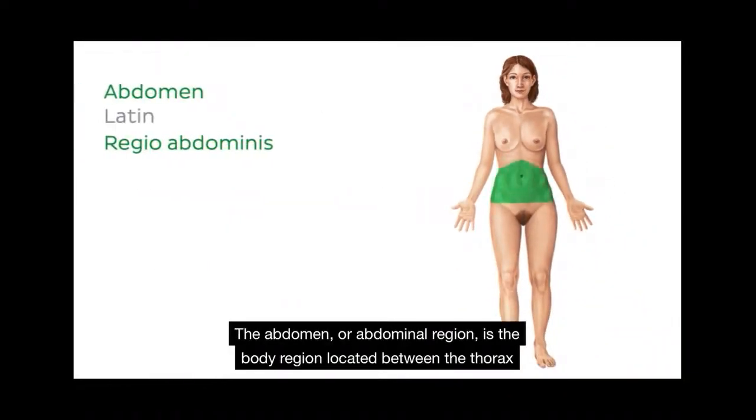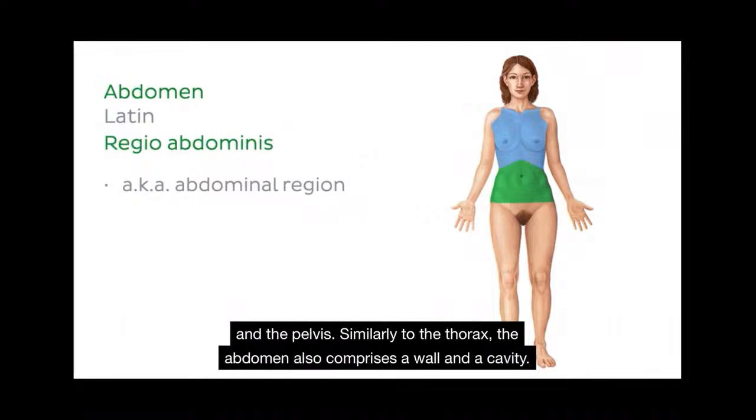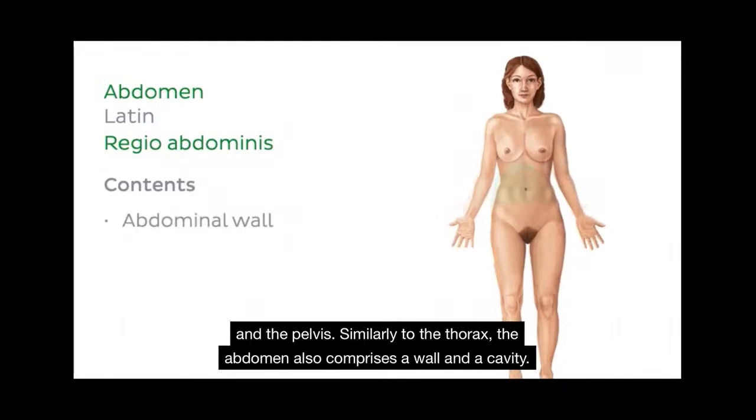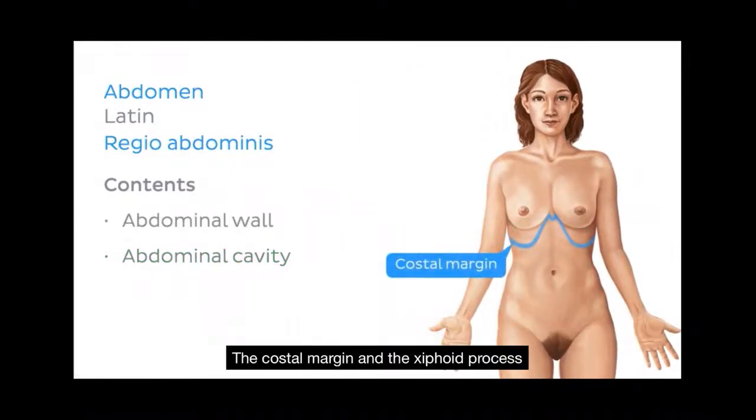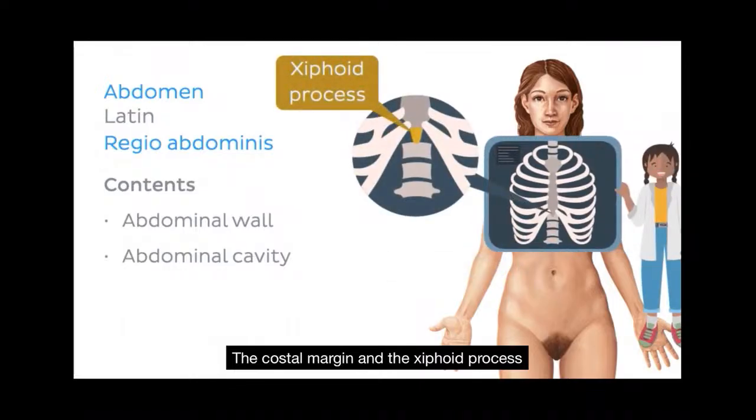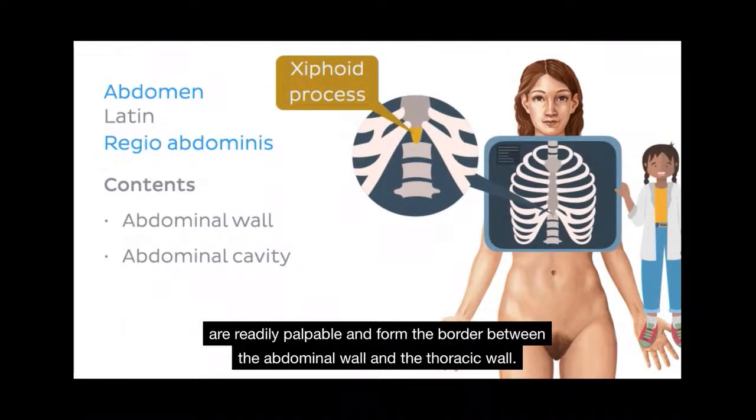The abdomen or abdominal region is the body region located between the thorax and the pelvis. Similarly to the thorax, the abdomen also comprises a wall and a cavity. The costal margin and the xiphoid process are readily palpable and form the border between the abdominal wall and the thoracic wall.